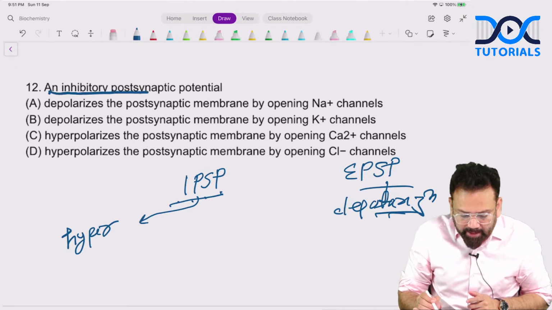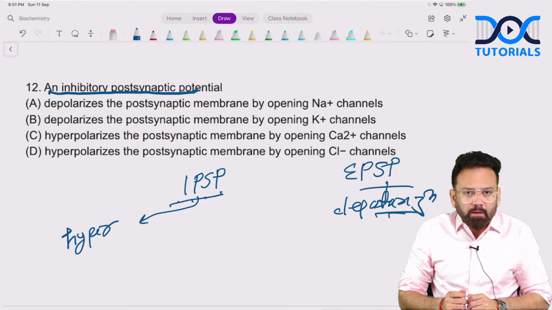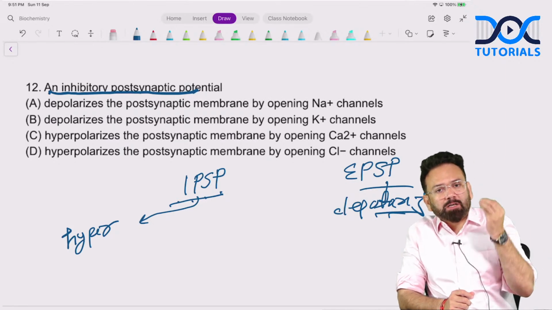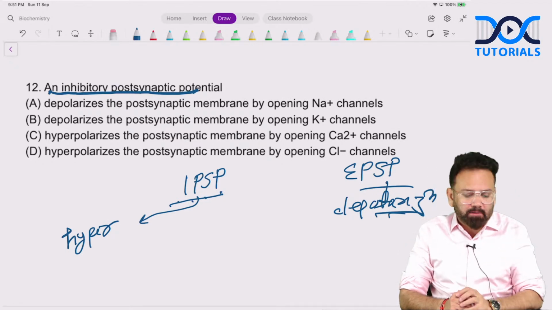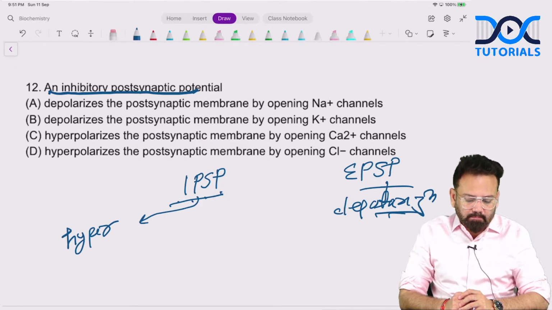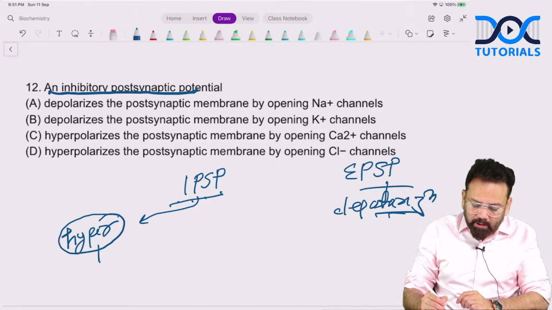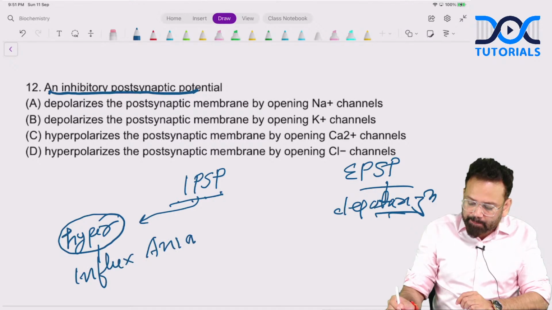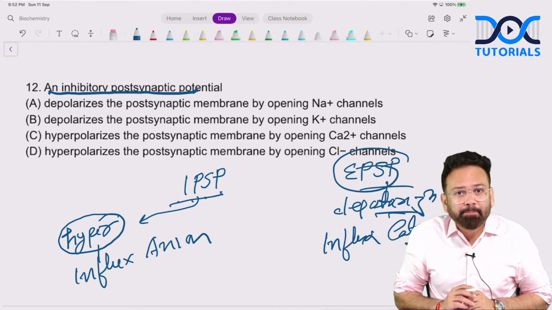And IPSP, depolarization is due to influx of cation. Hyperpolarization is due to influx of anion. Very simple. What is the answer? Hyperpolarization is due to influx of anion, negative charge. EPSP is due to influx of cation. And the question is about IPSP.